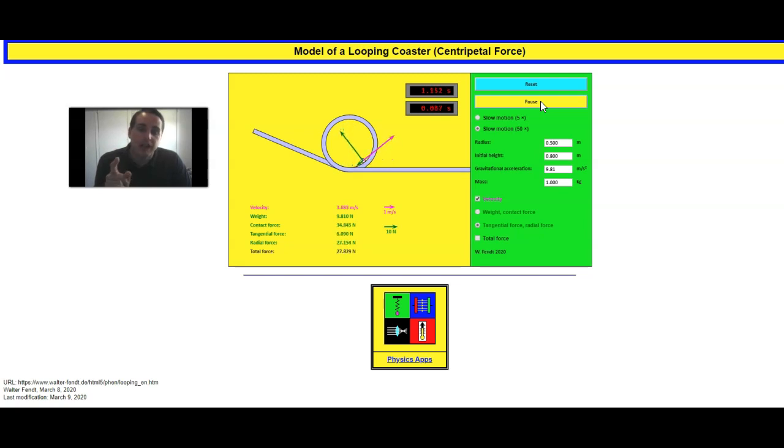Notice that the centripetal force, which is the radial force, needs to be maintained enough so that it does not get to 0. If the centripetal force gets to 0, we're no longer in circular motion and the object should actually fall off the loop. And that's what we do observe here. So we observe that the object does indeed fall off the loop.